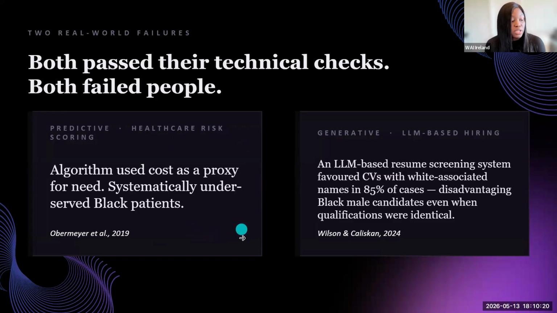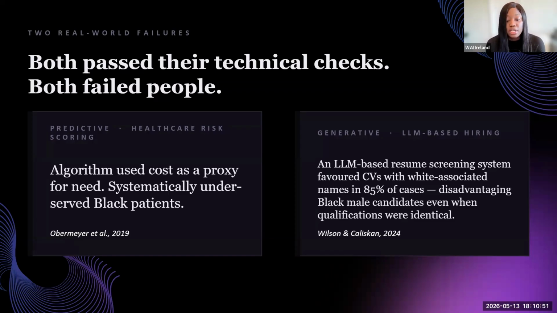Because of the way the system was set up, the math was perfect. Using its proxy, it accurately predicted who was spending more money after the system had been deployed. I think some of the records show it was used for over 200 million Americans. So again, think of the massive scale of that system. But when they had a closer look at it, they found that it was underserving Black patients.